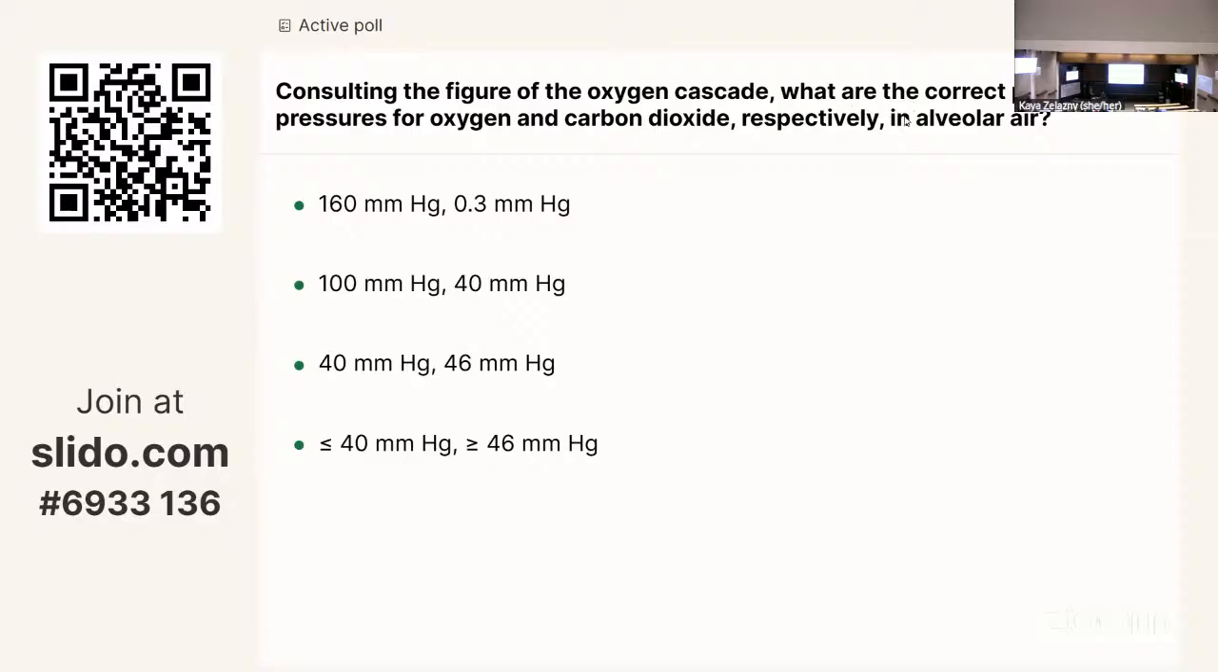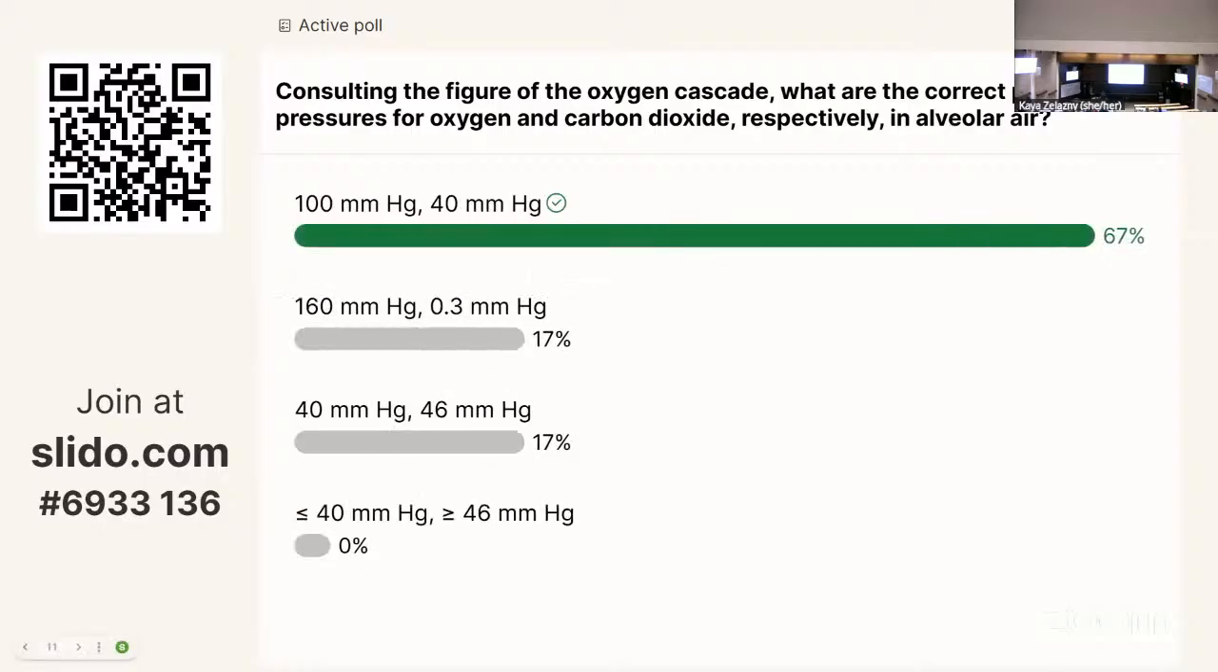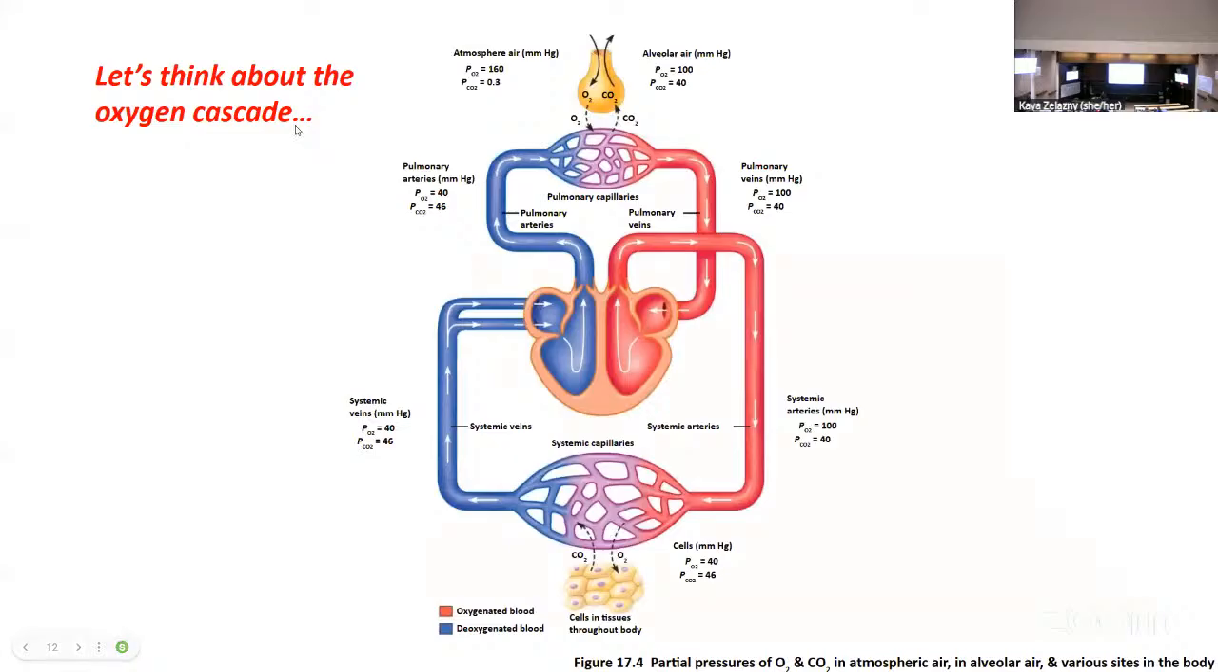Okay, we'll take a look at this one quick before I ask you another question, and I'll leave the figure up for a bit before we answer that next one. So these are the numbers you're going to want to remember. In our alveolar air, our partial pressure for oxygen is going to start out at 100, and our partial pressure for carbon dioxide is going to be at 40. This is the figure we're looking at.